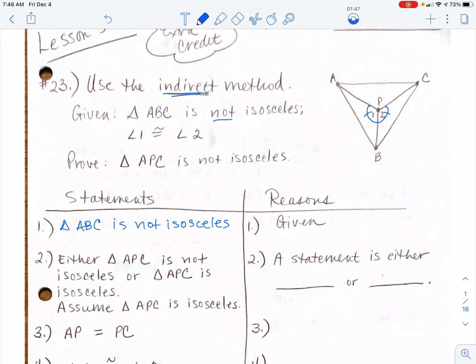We know that ABC is not isosceles, so that means I can't even pair up any sides. If it's an isosceles triangle, we know there's going to be 2 sides that are congruent, right? But in this case, I can't pair any of the sides up because it's not isosceles. So all I really know is that I have angles 1 and 2 that are congruent. Now, we always know that when we see more than one triangle in a triangle, we're probably looking to prove some triangles congruent. Okay, so the indirect method says, let's do this.